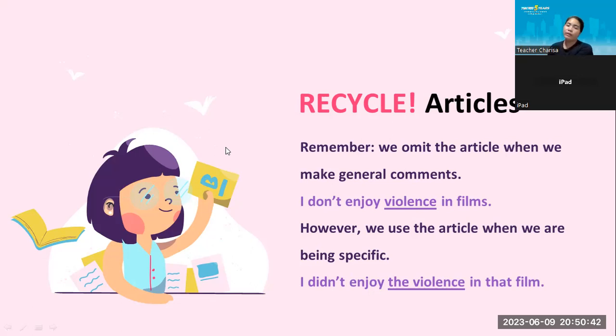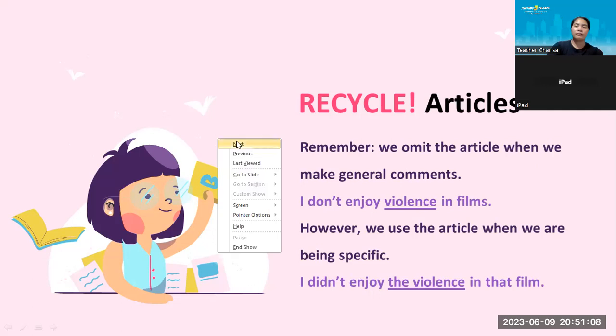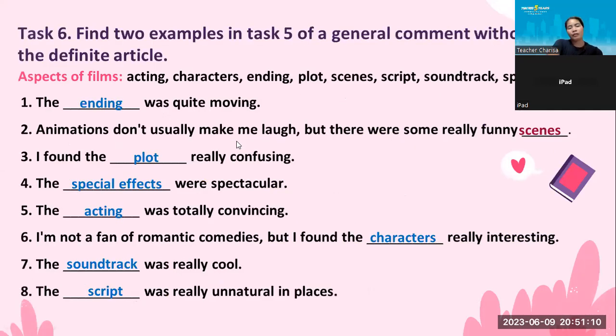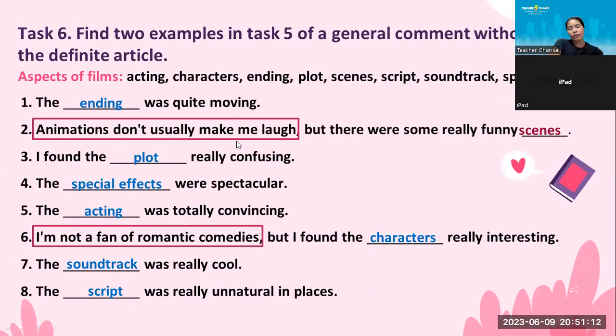Okay, remember, we omit the article when we make general comments. So, what is that? I don't enjoy violence in film. So, that's violence, so we omit the article. Okay? However, we use the article when we are being specific. I didn't enjoy the violence in the film because there are some films having violence.